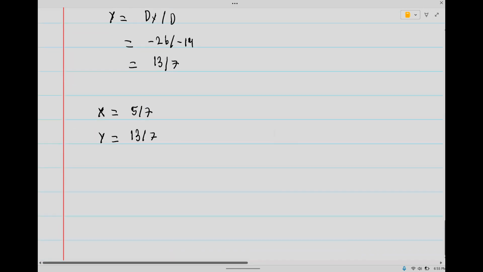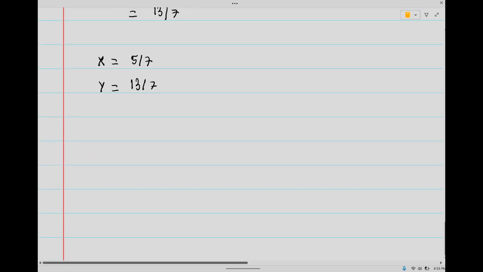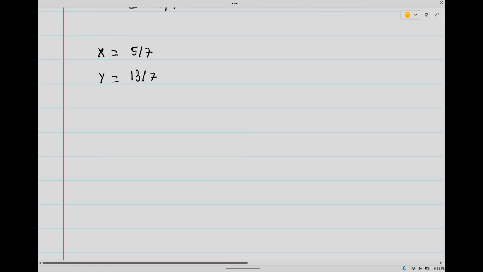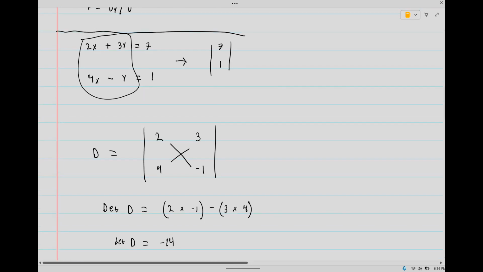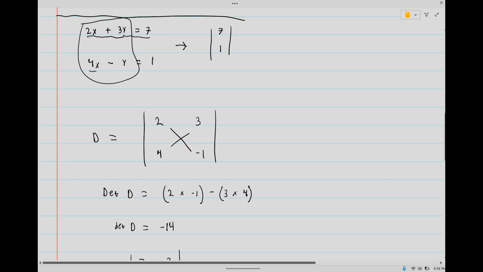So now to check our work, you can simply plug the x and y values back into the equation. So I'm going to do that right here. The first equation all the way back here is 2x plus 3y equals 7, and the second equation is 4x minus y equals 1.